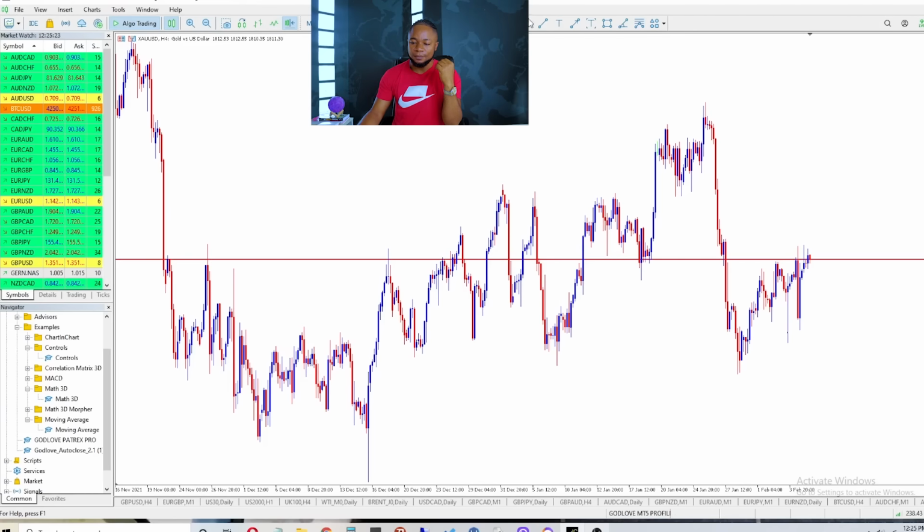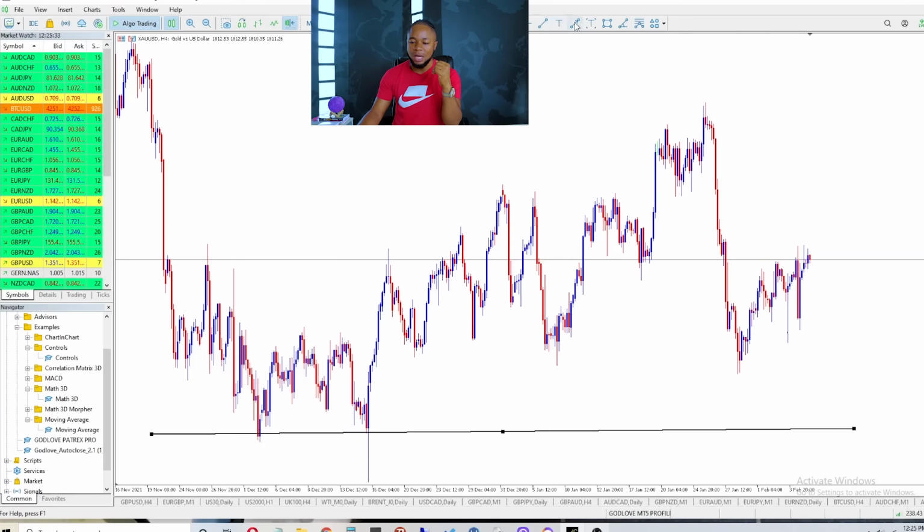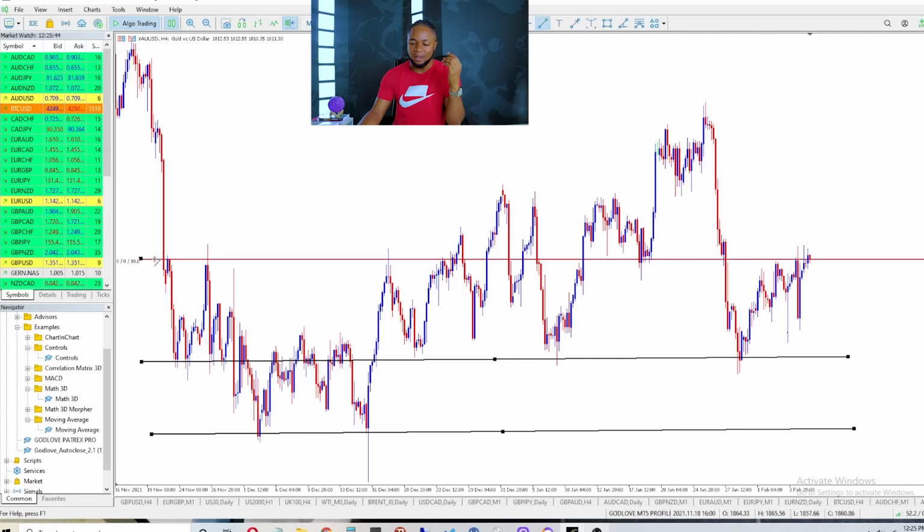If I zoom in, I don't even need to go far to see that we have a zone somewhere here. The market tested this zone many times. So we have this zone somewhere here. We also have this zone somewhere here. You see, the process is very simple. Everything is very clear on the chart. I don't need to bring in hundreds of indicators to tell me the trend. I can see it very clearly.